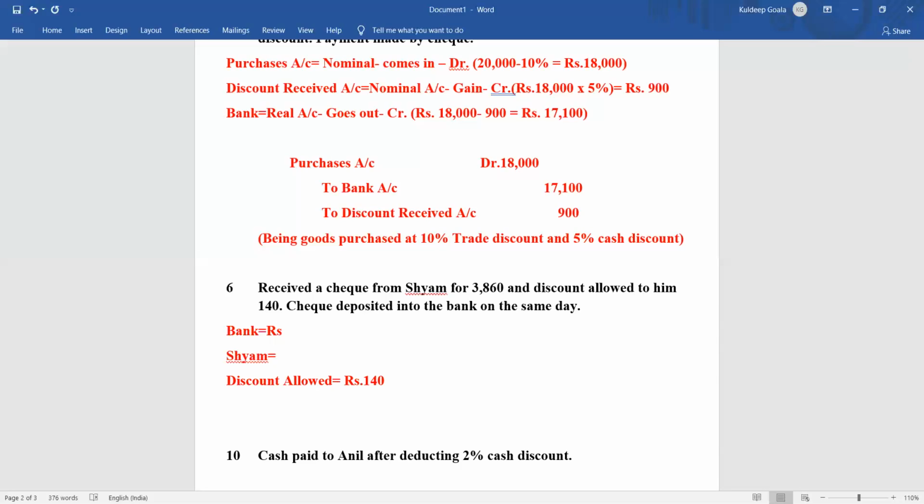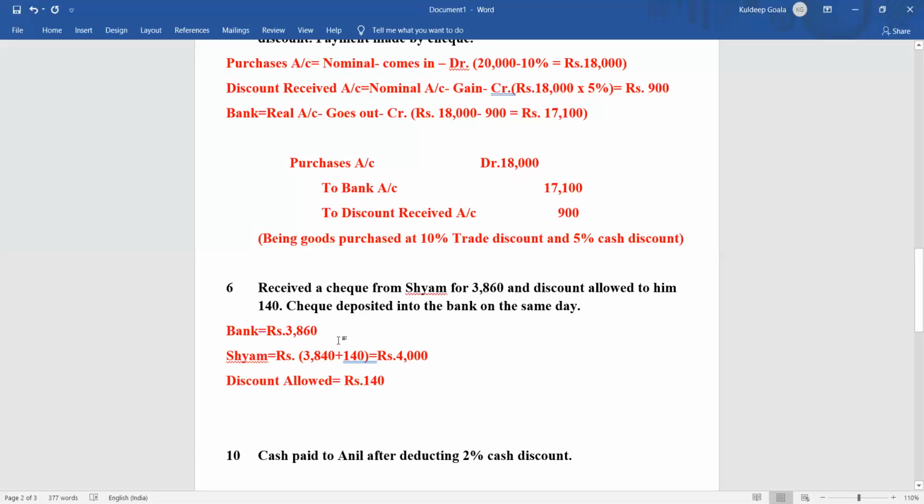How much did we receive as payment? We received a payment of 3,860 rupees. So what was the total? 3,860 rupees I received as money, and I have allowed him discount of 140 rupees. So total, how much is it coming? The total will be 3,860 plus 140 rupees. That means it is ultimately 4,000 rupees, right? This is the amount that we are going to take in the name of Sham.